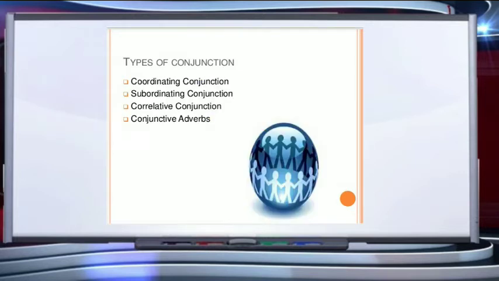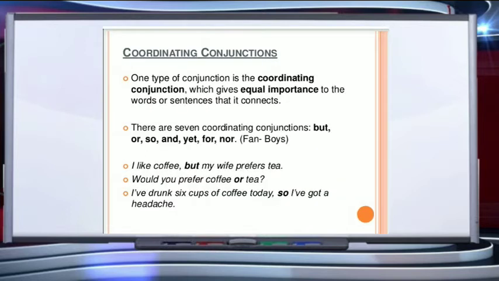Now, children, what are the types of conjunctions? Conjunctions are basically of 4 types: coordinating conjunctions, subordinating conjunctions, then correlative conjunctions, and conjunctive adverbs. We shall be dealing with coordinating, subordinating, and correlative conjunctions.